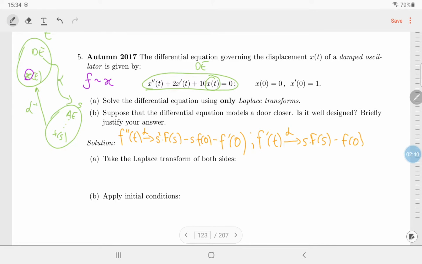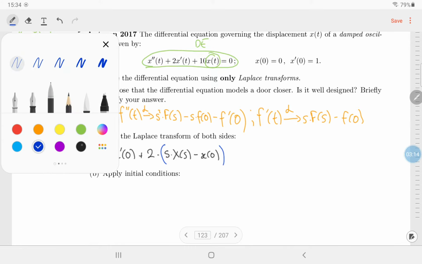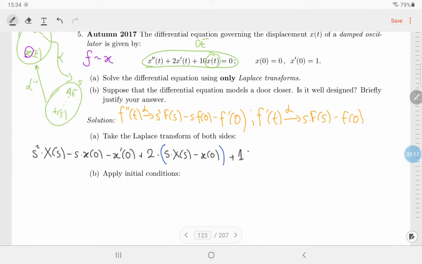For the second derivative, we're using the first orange formula, but all the f's are x's. So I get s squared times not big F but big X, minus s times not little f but little x, minus little x dashed of 0, plus, fixing the 2, now we'll use the second orange formula. X dashed is sent to s times big X of s minus little x of 0, and the following bracket is very important. Plus, fixing the 10, little x of t is sent to big X of s, and the constant 0 is sent to 0 over s. So that's the first step.